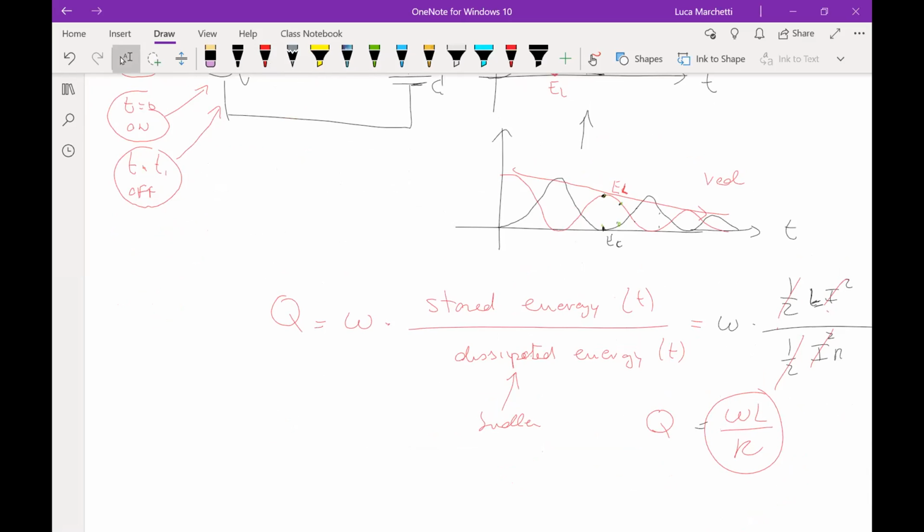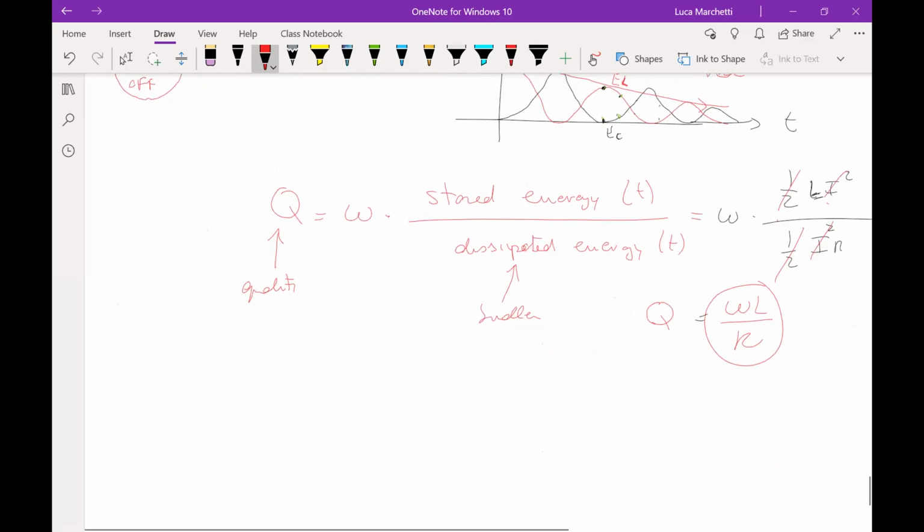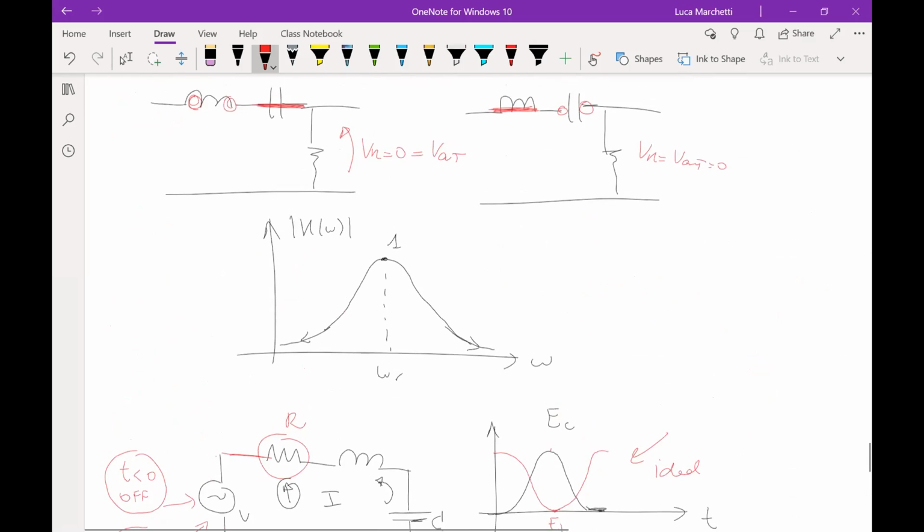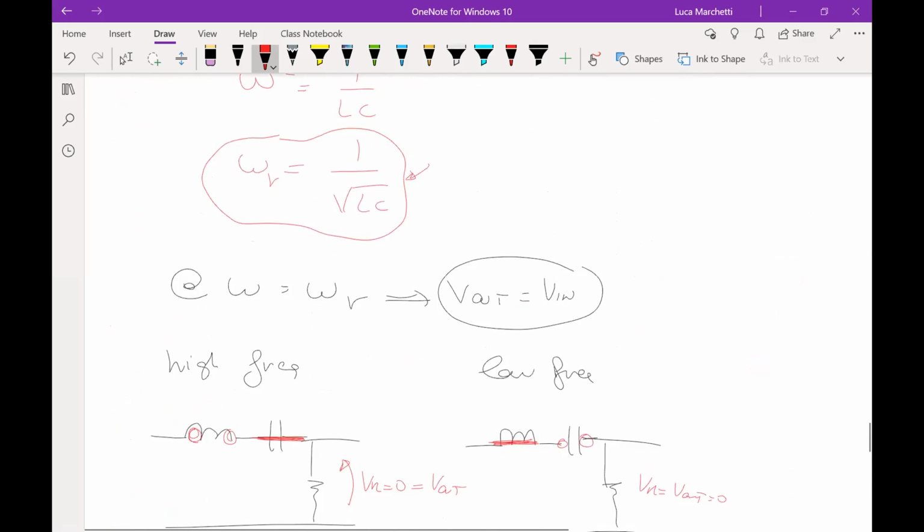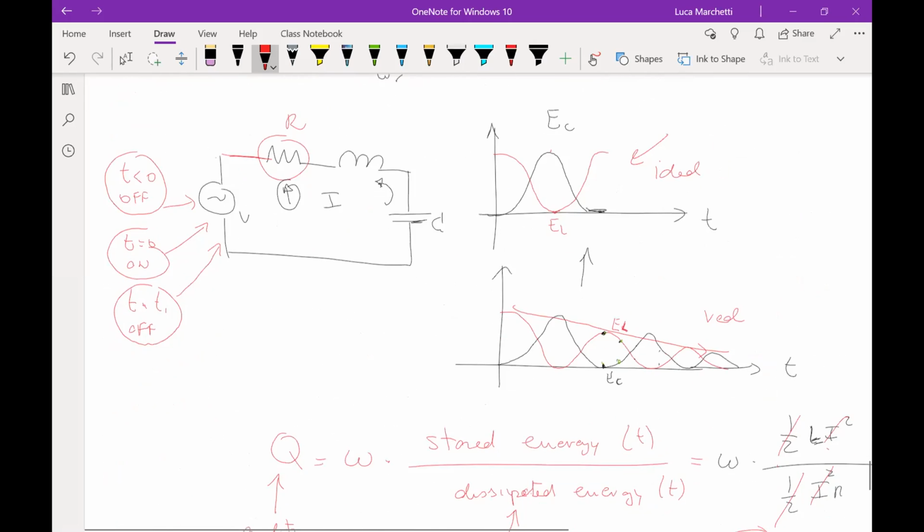So this is why the Q factor, the quality factor, is defined in this way. The higher the quality of this RLC, the smaller the dissipated energy. But remember that the dissipated energy is related to the value of R, which means that the quality factor is high as R is small. Okay, so this is just to show you where the quality factor comes from, and why it's like that. I think I did most of the things here.